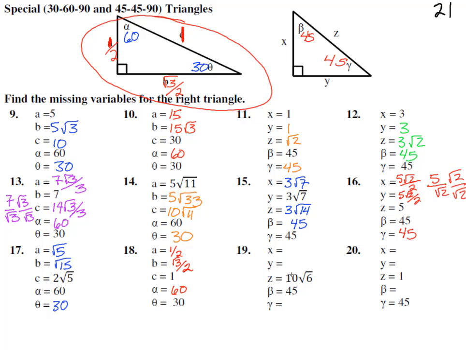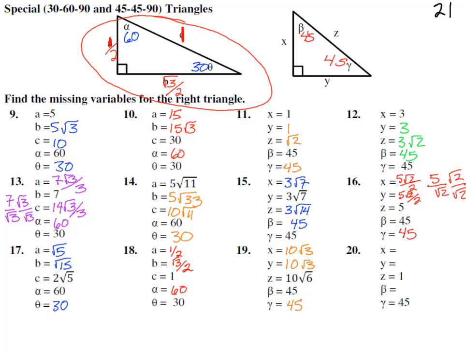X, we don't know what X is. Z is 10 square roots of 6. We have to divide by the square root of 2, so we get 10 square roots of 3 here, and 10 square roots of 3. It's all right, we can do that. And gamma, of course, is 45 degrees.